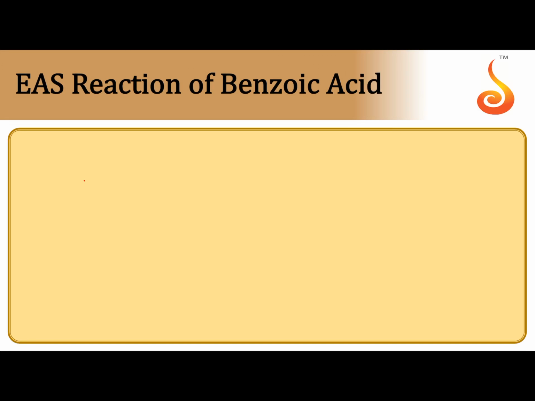EAS reactions of benzoic acid are similar to benzaldehyde. The COOH present on the benzene ring may or may not be planar with the benzene ring. Planarity leads to the formation of resonance structures. C double bond O can take electron density from the benzene ring, so it acts as a minus R group as well as a minus I group. So it is an electron withdrawing group.